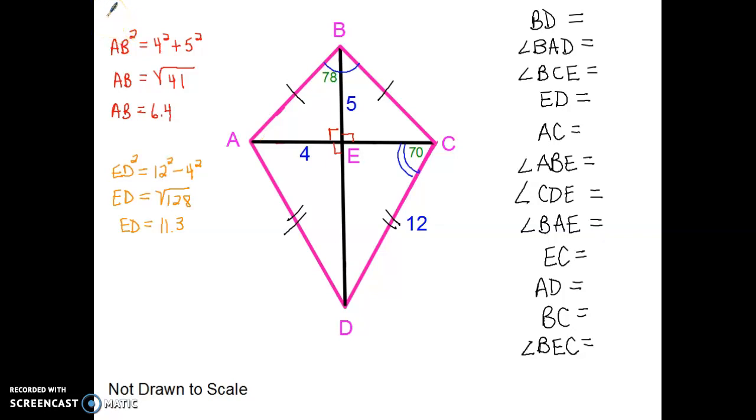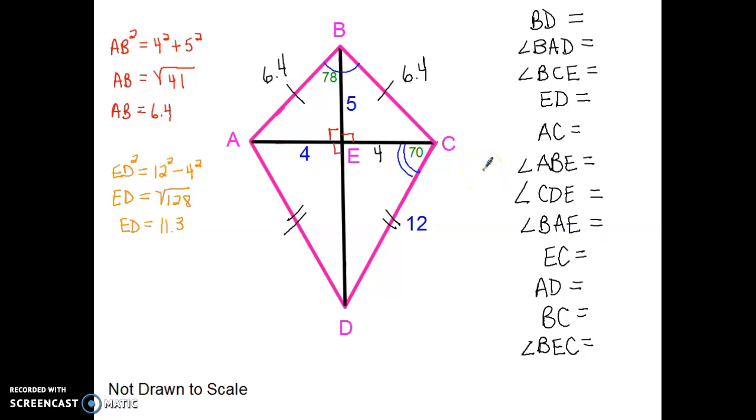So my length from A to B is approximately 6.4. I just rounded it to the nearest tenth, which means BC is also 6.4. Now I'm going to look at my lower triangles. The left side of this kite, BAD, is a reflection of BCD. That means E to C should also have a length of 4.